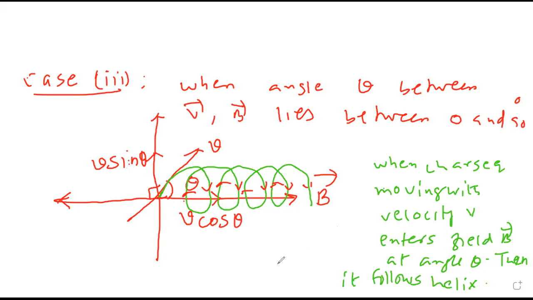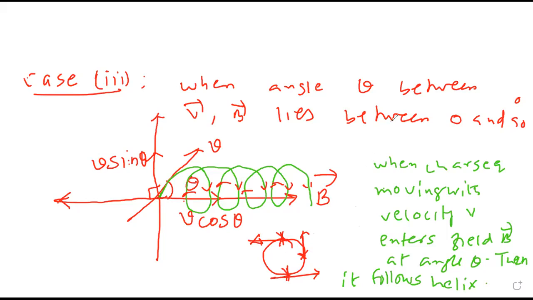What did you study in this? What was the nature of V and B? Perpendicular, inclined, any angle, what was it? Perpendicular. So is V cos perpendicular to B or V sin perpendicular to B? V sin. So the circular effect is due to not V cos but V sin.